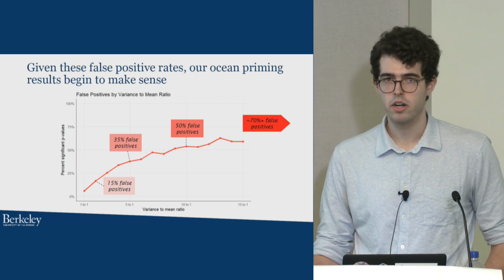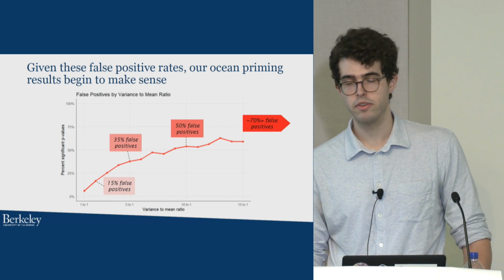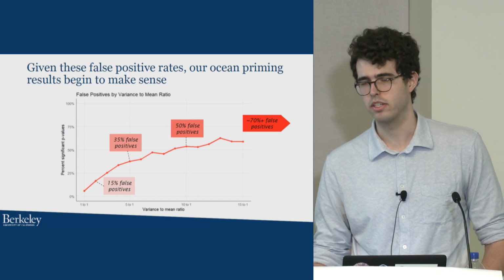So this can help put our results from our fish priming experiment into context. So remember, we had 3 different DVs we measured per our pre-registration, right?